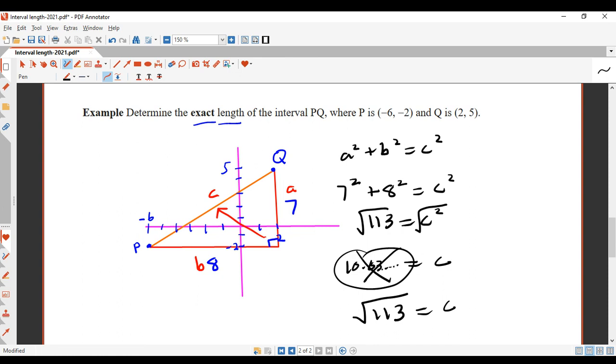Because we're not rounding it as a decimal. When you're rounding, you're chopping off numbers. Here we haven't chopped off any numbers, we've just left it as the square root of 113. Okay, so that is your exact length, all right? And as mentioned before, you could write that down as PQ. Length PQ is square root of 113 units. Okay, and that's it.